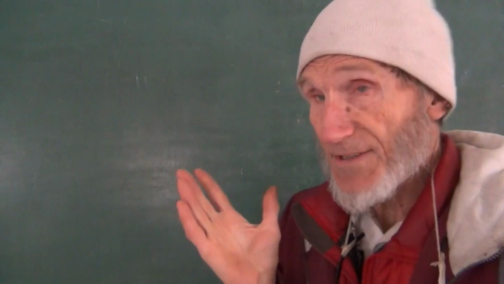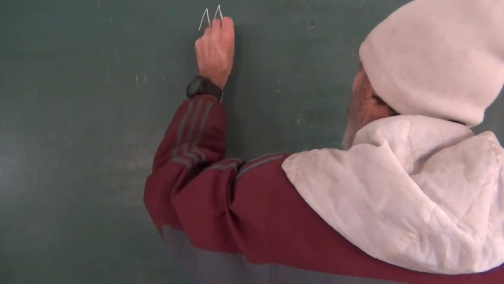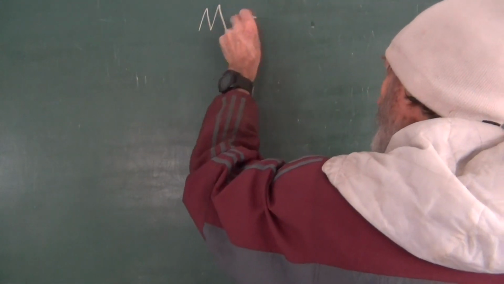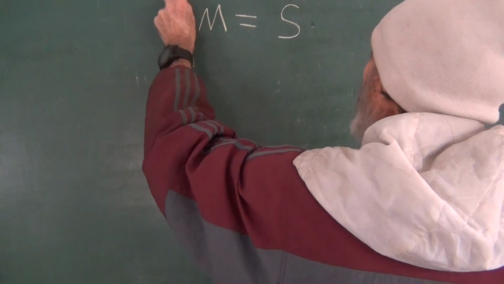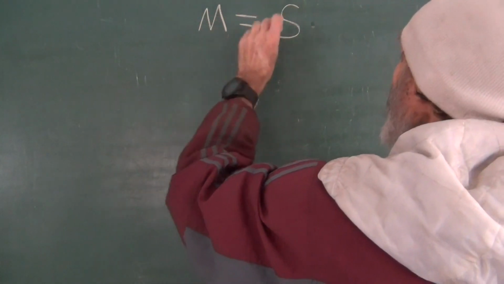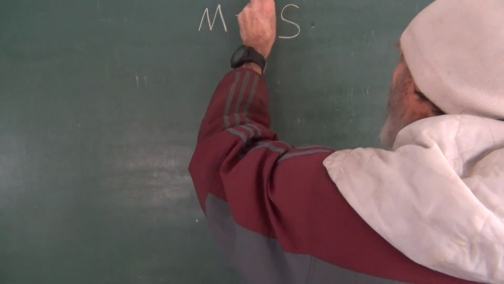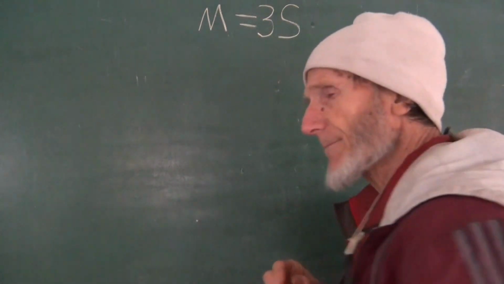Mary is 3 times as old as her son is. Well, let's have M for Mary, and you figure out a letter to use for son and write that equation, okay? That's one equation. Mary is 3 times as old as her son is. So there's Mary and son, but it's not 3 times as old. No, the son is younger, so it's going to be M equals 3s.